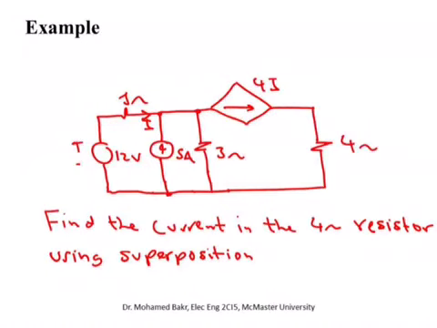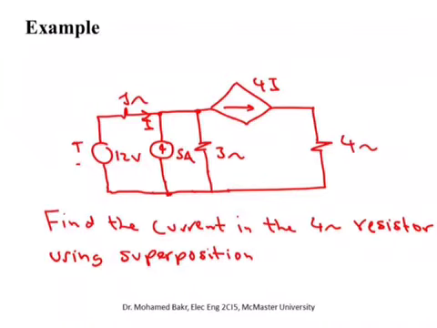We have to apply superposition the same way we did it. No difference. Remember, we have to analyze the circuit once when the 12 volts is there and this one is an open circuit, and the other time when the 12 volts is short circuited and this one is only present. And then we sum the current going through the 4 ohm for both of them, and this will give us the total current.